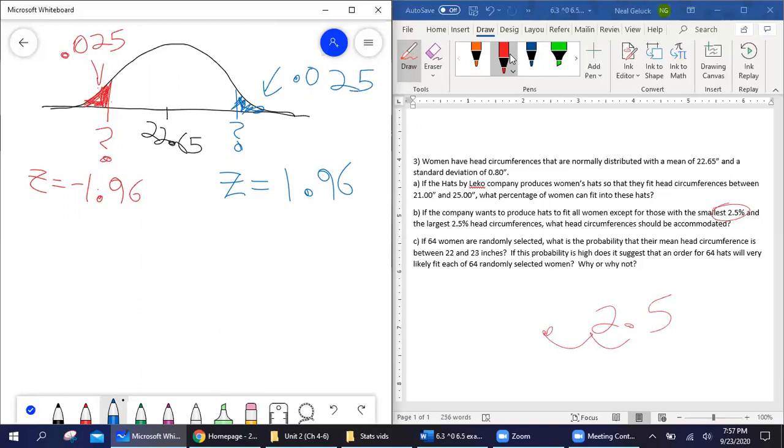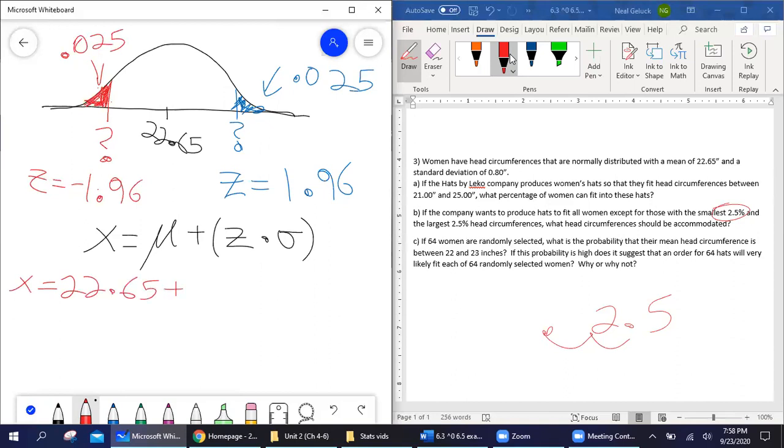But now I want to know the X values. I want to know what those question marks are. Remember, we have a different formula if we don't know X. It's X equals mu plus Z times sigma. So I've got to do that for both of these numbers. So for the negative 1.96, the mean, still 22.65. The Z-score is negative 1.96. Sigma was my standard deviation, which was 0.8.